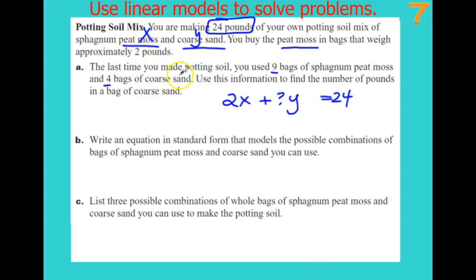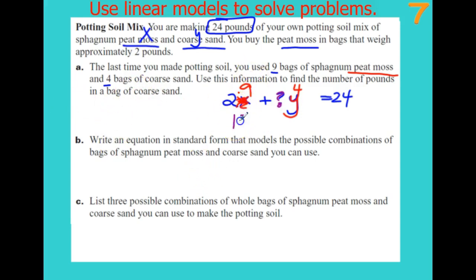But then they tell us some other information. You use 9 bags of the peat moss. So this x right here is really going to be a 9. And those are multiplied. And we have 4 bags of coarse sand. So this y is really going to be a 4. So we're going to just solve this to figure out what are we missing. How much does 1 bag of coarse sand weigh? How many pounds are in it?